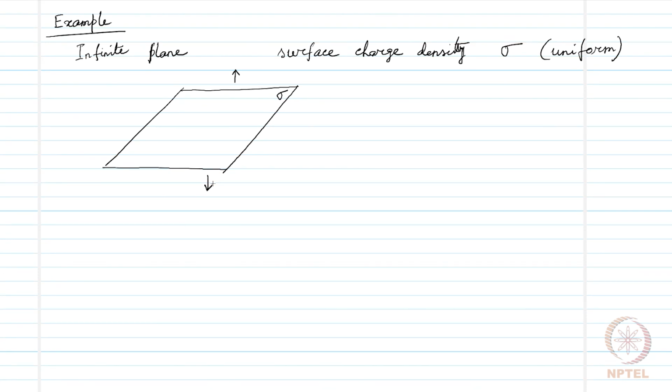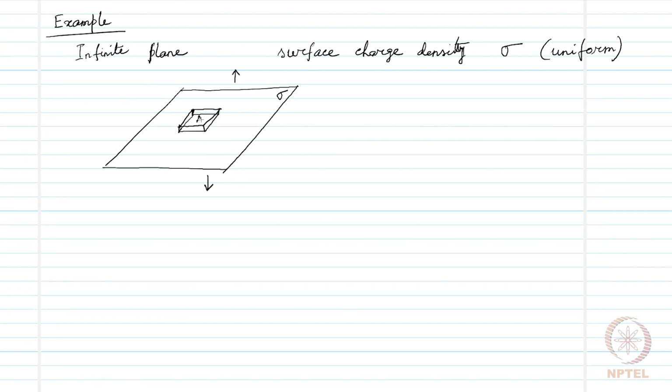Now, how to find out the magnitude of the electric field? The direction we have already found out. We have to consider a Gaussian surface that looks like a box. Let us assume this kind of a surface with area A. I have drawn this box above the surface, and a similar box is there below this surface. So, this area is A here, and we have a similar thing below this surface as well.